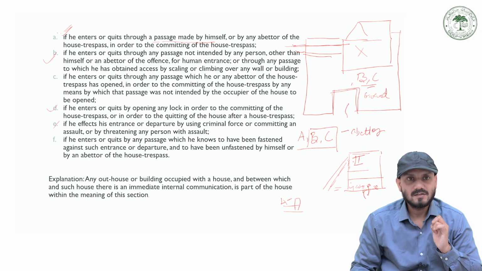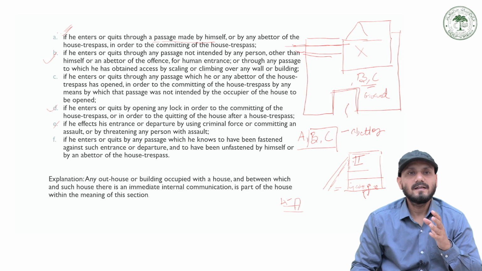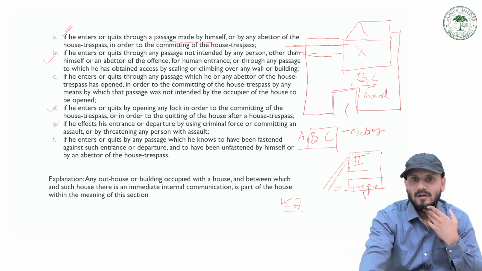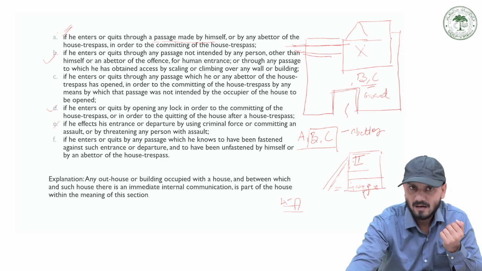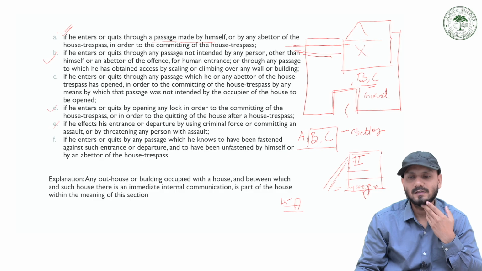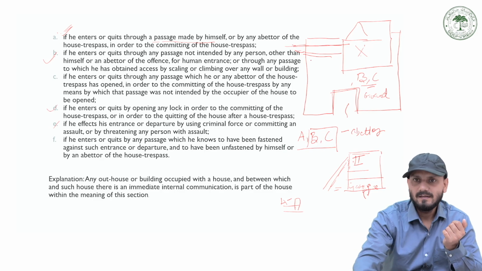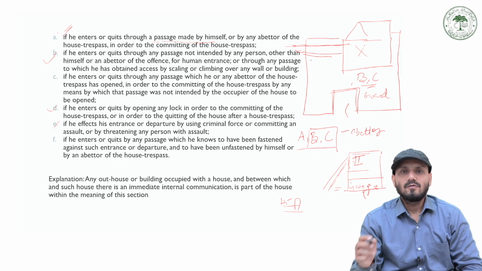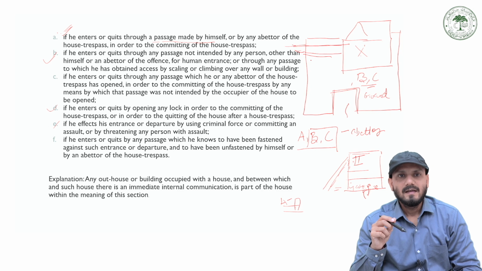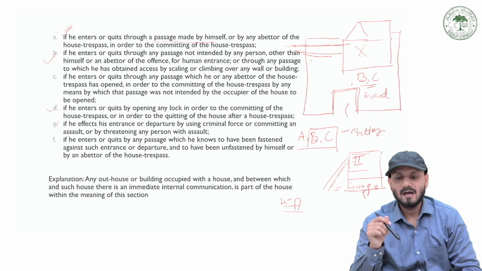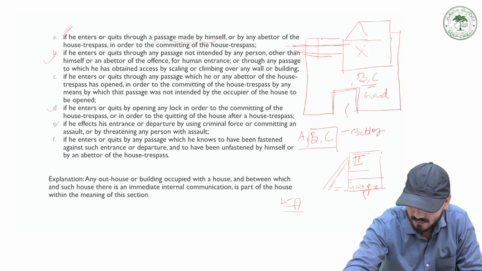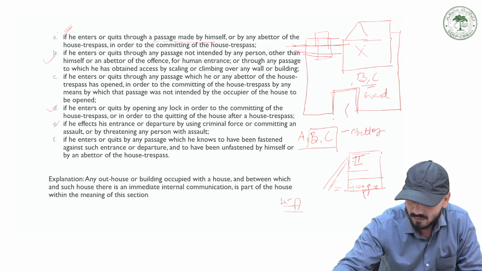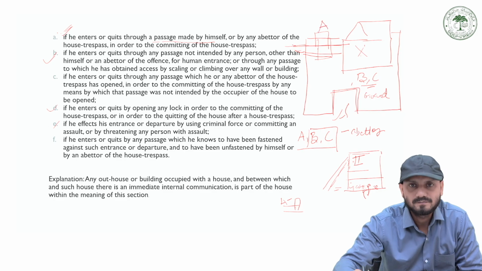Illustration, as I have told you, is given in section 330. The first illustration is very clear: if A makes a hole through the wall of X's house, A commits house trespass, and if he puts his hand in, this is house breaking. Another illustration: A commits house trespass by creeping into a ship at a porthole between decks. This is house breaking. A commits house trespass by entering Z's house through a window. Suppose this is a window and A is not entering from here, A enters from the window. This is house breaking.